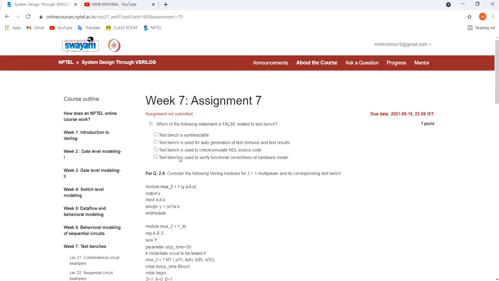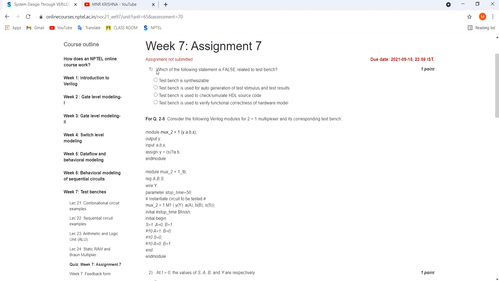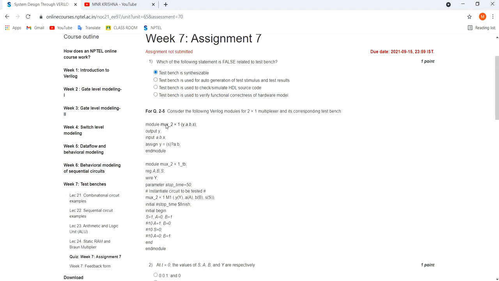Then move to the assignment. First question: which of the following statements is false related to test bench? For the test bench, the first option says test bench is synthesizable. We have discussed that in the lecture videos. The test bench is not synthesizable, so it is a false statement. So option A is the correct answer.